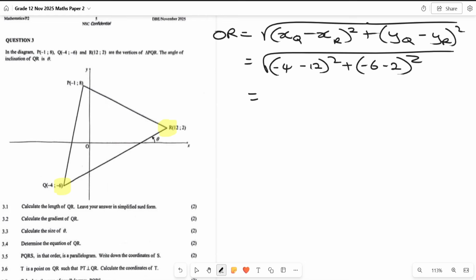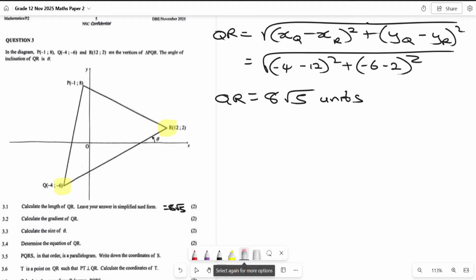They want you to leave this answer in simplified surd form. So you just open your calculator: minus 4 minus 12, close that, square, plus minus 6 minus 2, square that. The answer that we're going to get is 8 square root of 5. But we don't just leave it like that, we say units. That is our length of QR. Not OR, QR. QR is equal to 8 square root of 5 units. That will get you 2 marks. All right, now moving on.